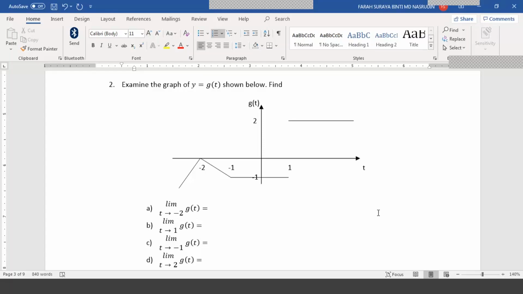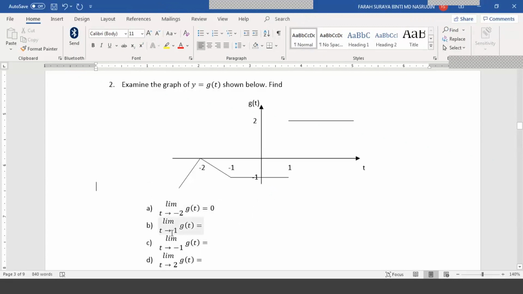Siti Soleha. Ya saya. Okay. Yang ni, limit T approach negative 2. Kalau left limit dia berapa? Negative 2 eh. Left limit? 0. Okay, right limit? 0 juga. So conclusion dia limit T approach negative 2 is equal to 0. Okay. Bagus, terima kasih.